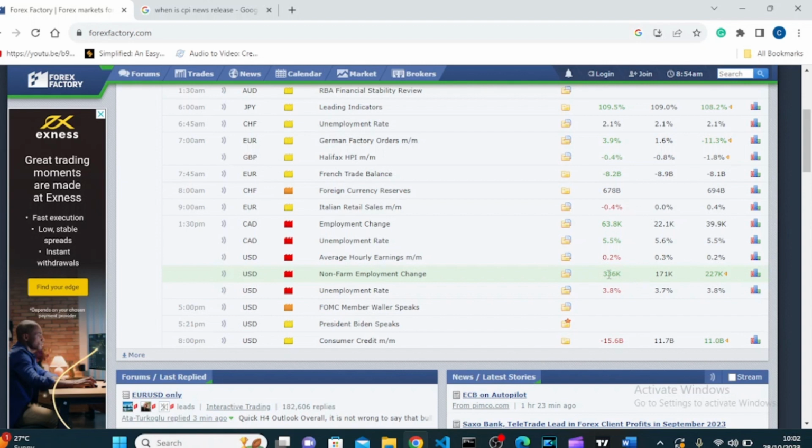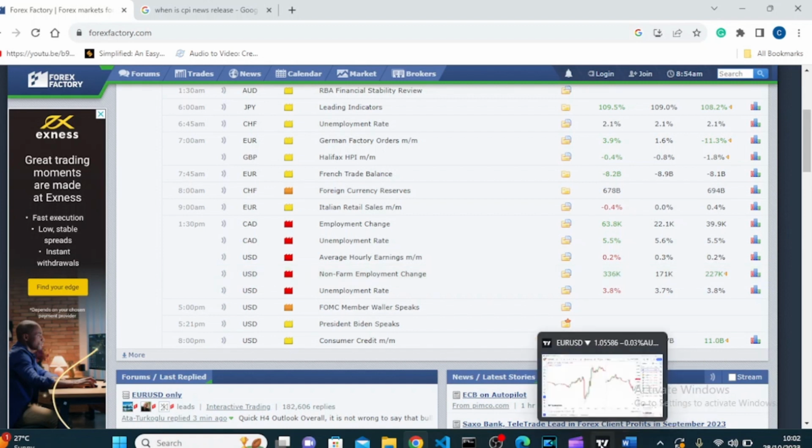And the actual is 336K. What does that mean? It's a good news, guys. It is a good news. So what are you expecting for USD JPY, or for USD NZD? For any currency that USD is the quote currency, you are expecting a buy, right? But for any currency that USD is the counter currency, you are expecting a sell, right?